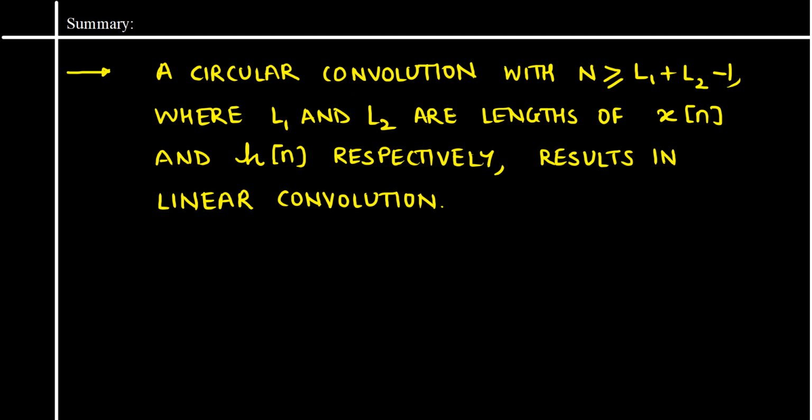So in this lecture, what we saw is that if we want to obtain linear convolution using circular convolution, we need to consider the value of this n at least equal to L1 plus L2 minus 1, where L1 and L2 are the length of x of n and h of n respectively.